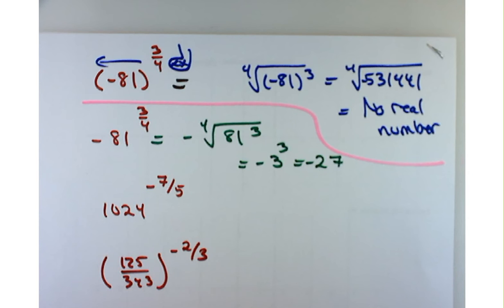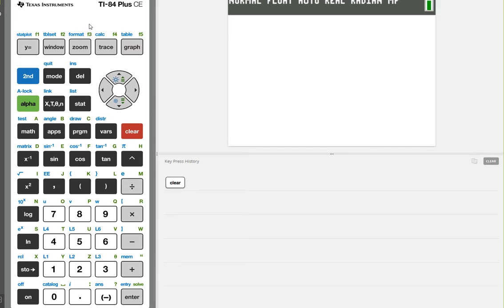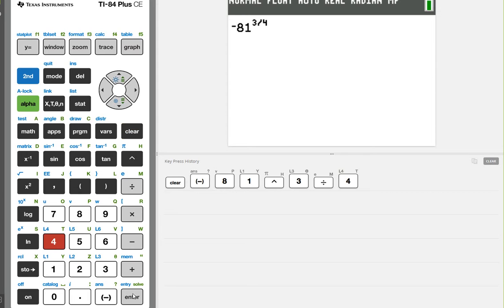Now you should be able to get that off your calculator as well. In fact, I want to practice the calculator for a couple problems coming up, but let's take a look at it with this one. Just make sure we get the same thing. So I want negative 81 raised to the 3/4 power. 3 divided by 4. Bam.